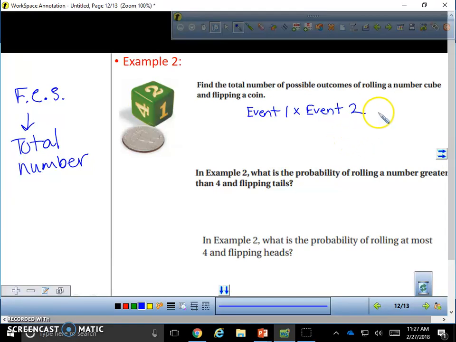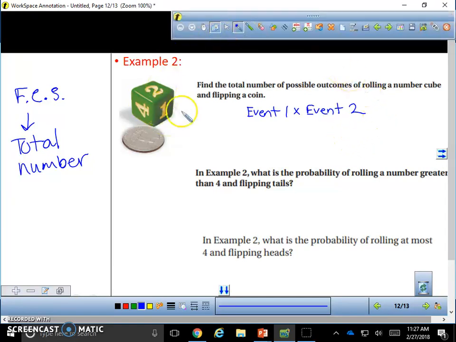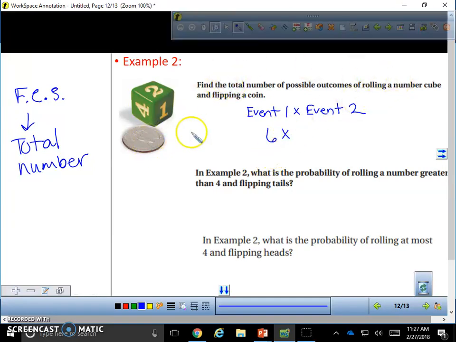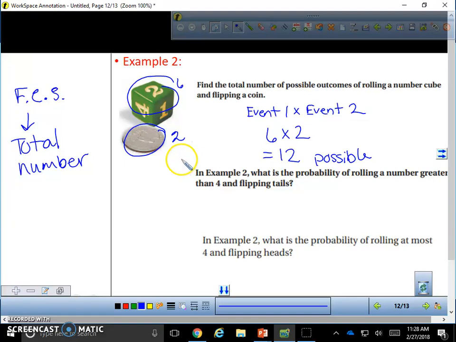Okay, so event 1, how many outcomes does event 1 have? Rolling a cube has 6 sides, so 6 possible, times flipping a coin has 2 sides, 2. The total number is 12 possible outcomes, because event 1 has 6 choices, event 2 has 2 choices.